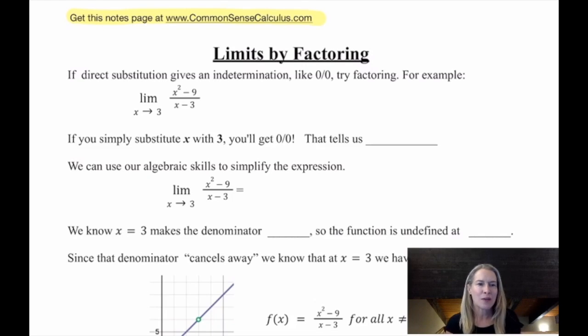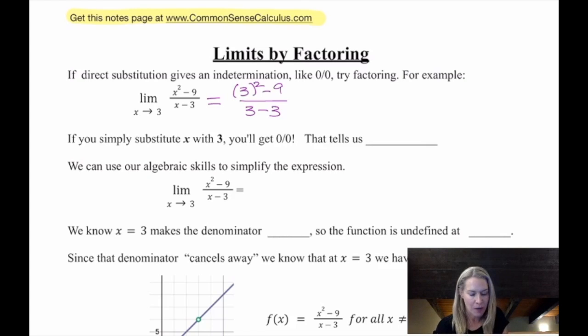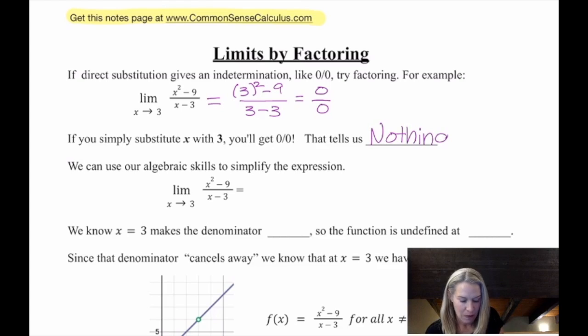We have the limit as x approaches 3 of x squared minus 9 over x minus 3. And if you do direct substitution with that, if you plug 3 in everywhere there's an x, of course, you're going to see that both the numerator and the denominator go to 0. We consider that an indeterminate form. Basically, if you get 0 over 0, that tells us nothing. We don't know if that limit exists or doesn't exist. We have to take more steps. So 0 over 0 tells us nothing.